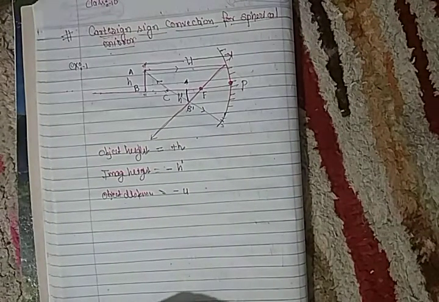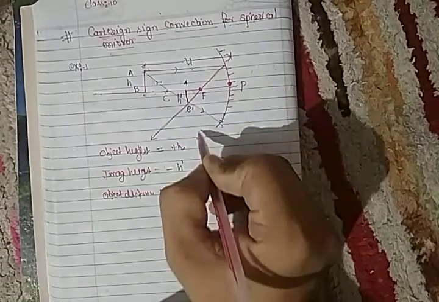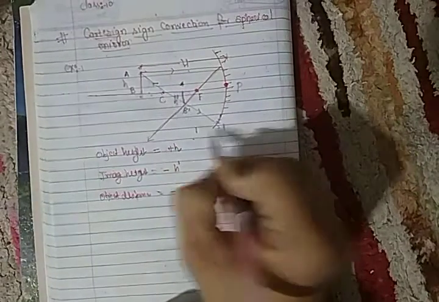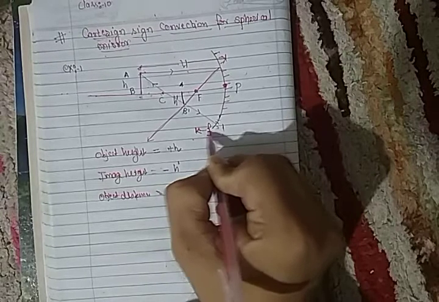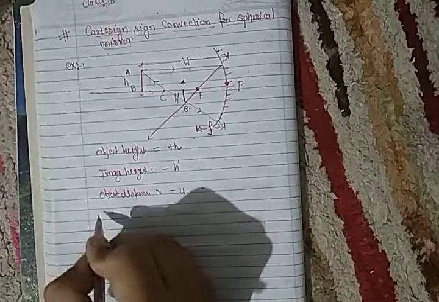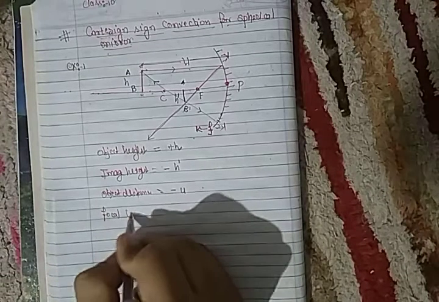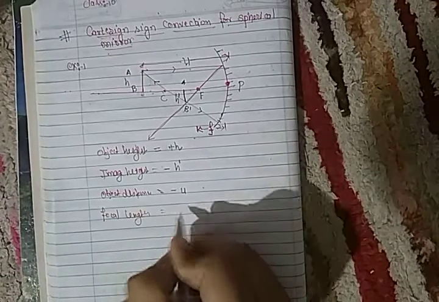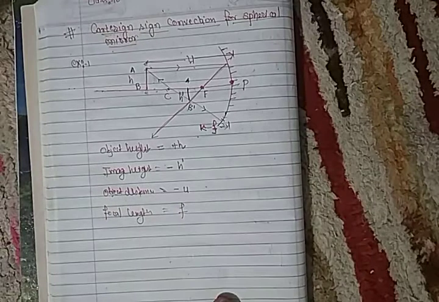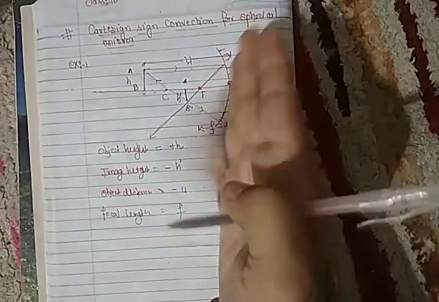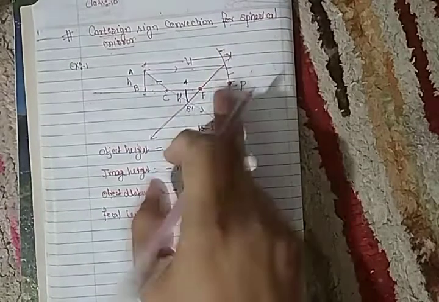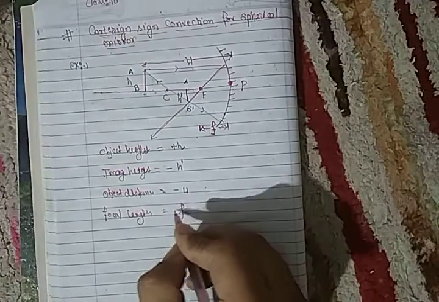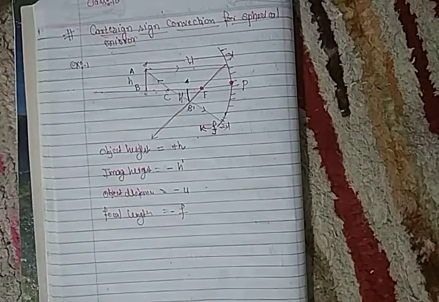Now what is focus? The distance between focus and pole is called focal length, denoted by small f. So I can say focal length is small f. Positive or negative? See, this is again on the left side of the pole. So I can say this is negative.